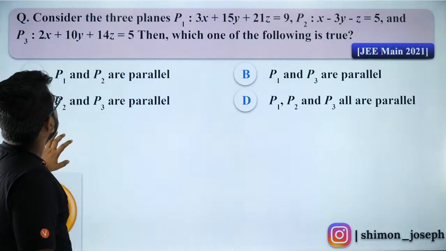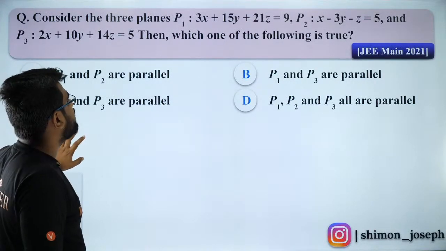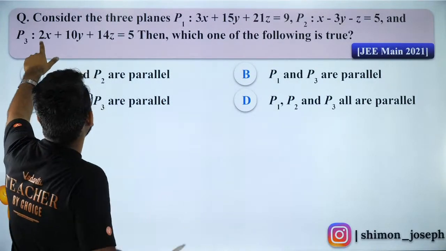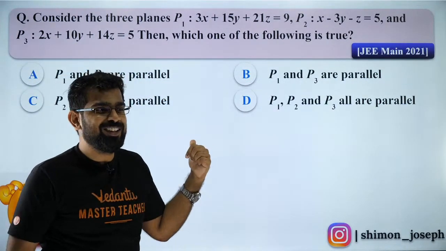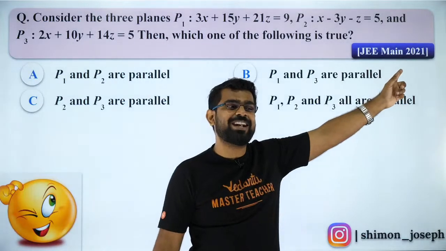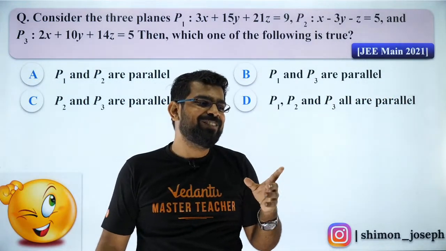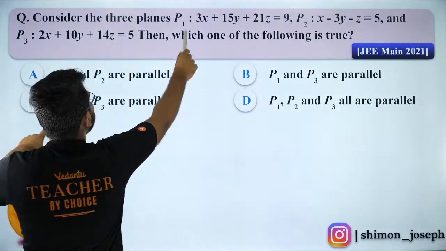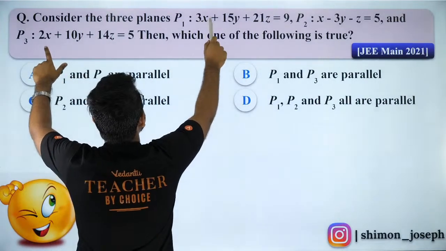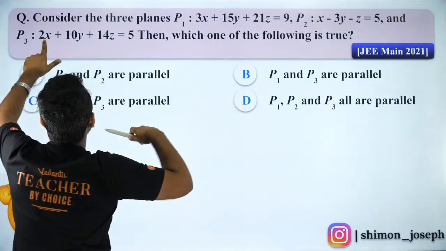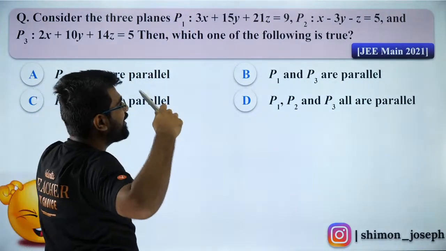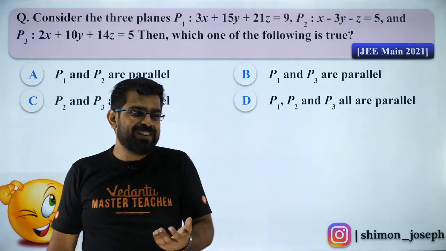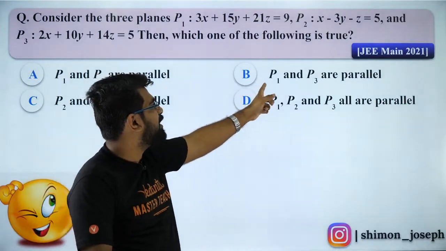And we have one more question. You guys can let me know. This is a very easy question. So P1 and P3 are parallel. Can you believe this? This was a joke. This was asked in the February attempt. It was a laddu question. Because guys, look at it now. These two are proportional: 3, 15, 21 and 2, 10, 14. So of course these two are parallel, right? I don't know why they asked this. It was a very simple question. So the answer is P1 and P3 are parallel.